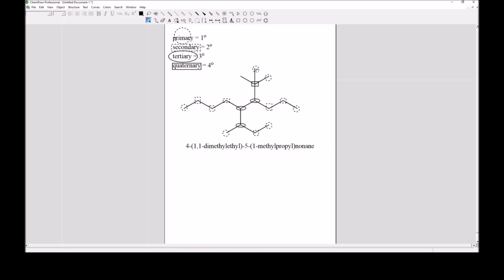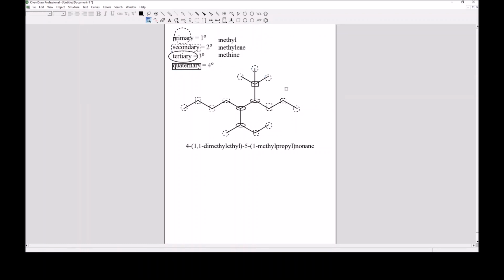So a primary carbon will also be a methyl group. A secondary carbon will generally be, and generally because there are some exceptions, a methylene carbon, and a tertiary carbon will be a methine. So methyl, methylene, and methine. Quaternary carbons don't get this additional name.